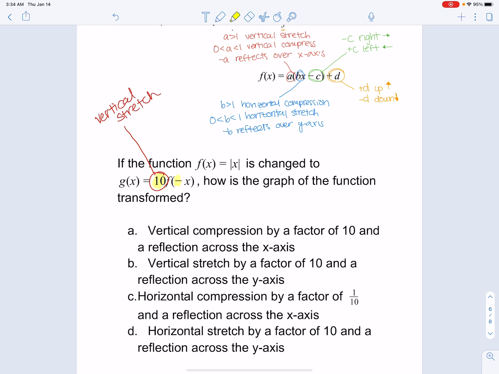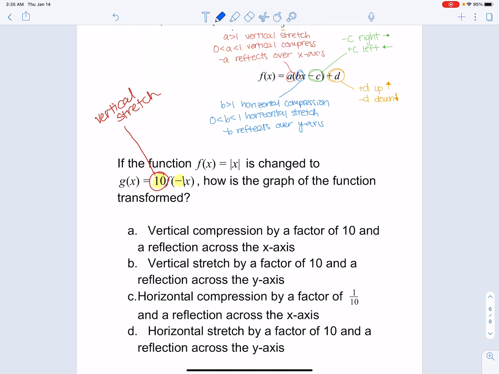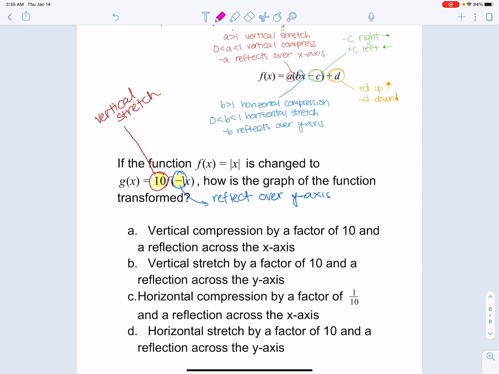And then this negative 1, is that A, B, C, or D? That's going to be B, very good. And it's a negative number. So is it going to reflect over the x-axis or the y-axis? Very good, reflect over y-axis. Then we're going to read the answer choices, just like we've been doing.